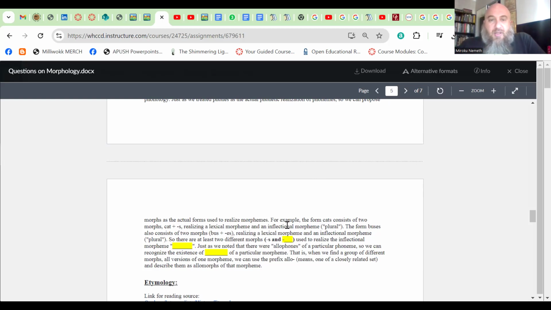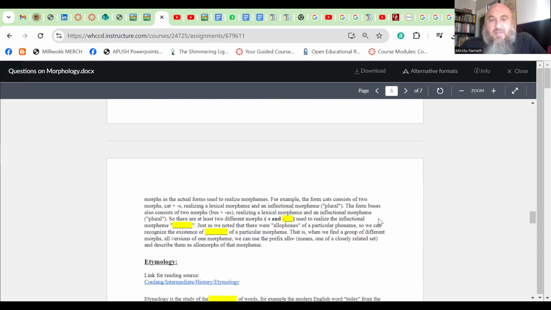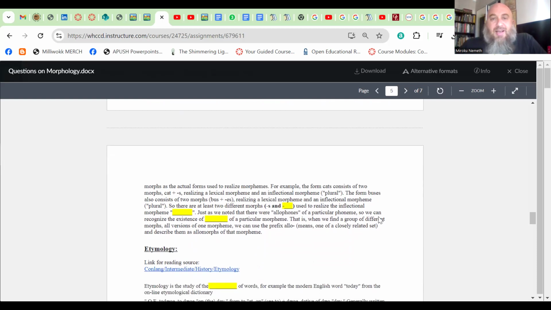So, for the word cats, which has an S, there are two morphemes, the cat and the S, which signifies the plural. The S and the ES are basically different because they're allomorphs. So I just want to introduce that idea.